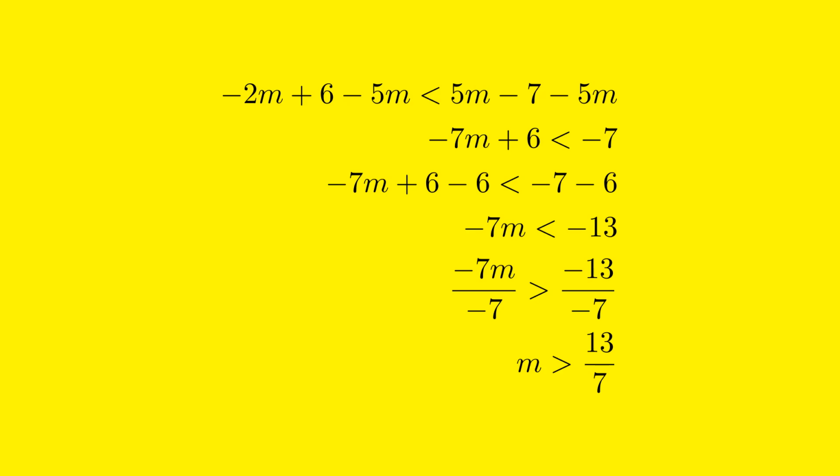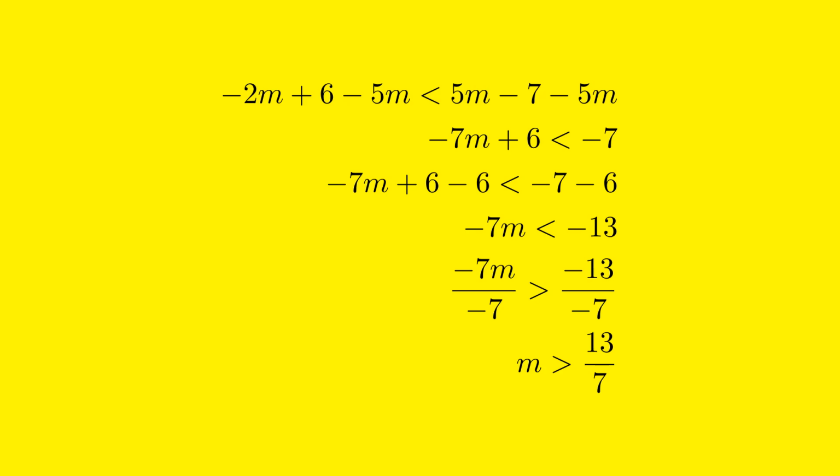Finally, we need to solve for m by dividing both sides of the inequality by -7. Remember, when we divide or multiply both sides of an inequality by a negative number, the direction of the inequality sign reverses. So -7m divided by -7 is greater than -13 divided by -7. This simplifies to m is greater than 13 over 7. In interval notation, this translates to the interval from 13 over 7 to positive infinity.